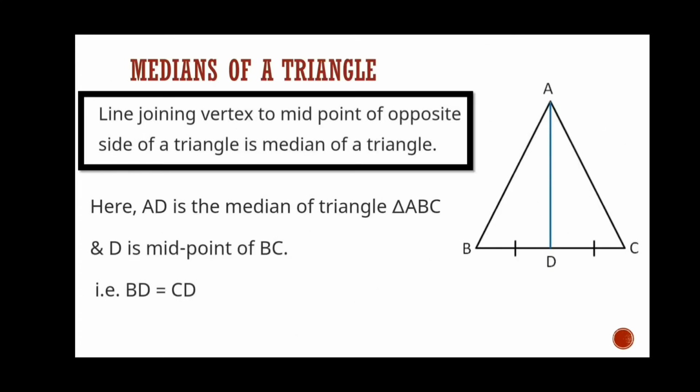Now, the next topic is medians of a triangle. Median means the line joining a vertex to the midpoint of the opposite side of a triangle is the median of the triangle. You can see here this line is coming from vertex A to the opposite side of the triangle, it is called the median of the triangle. This line AD is called the median of the triangle. And the median always divides the opposite side into two equal parts. So we can say that BD is equal to CD, where D is the midpoint of BC.